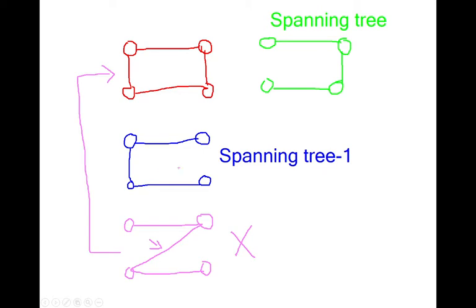But if you see this blue graph, sorry, rather tree, this is a spanning tree, and this green one is also a spanning tree. A spanning tree is a tree which connects all the vertices within the graph such that there is no cycle within the graph, right?